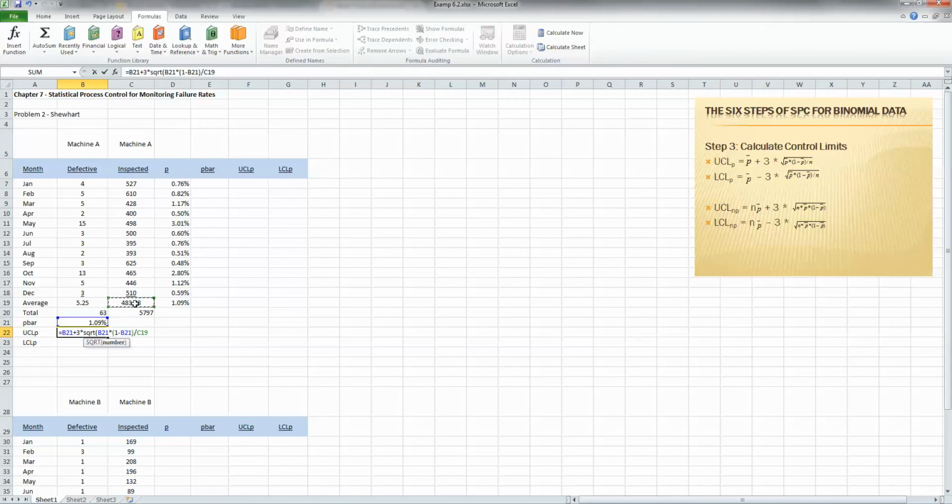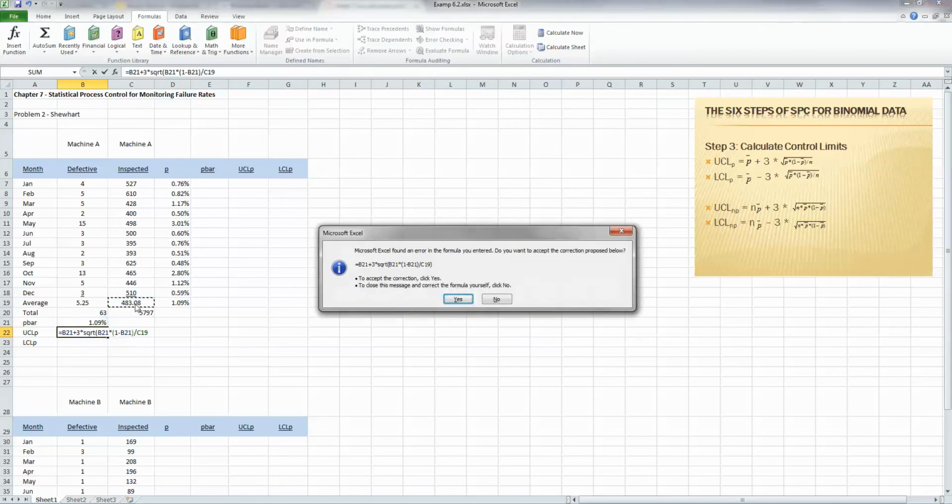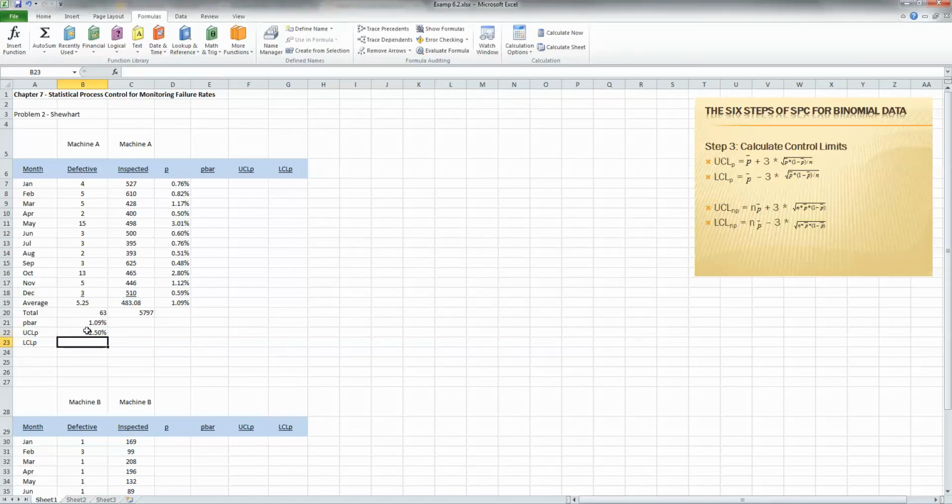So important differentiation there. And let's see, oh, it's telling me that something's wrong, and I know what's wrong. I did not put another parenthesis on the very end. So yes, we'll accept that autocorrection, 2.5%. So that will be my upper control limit.